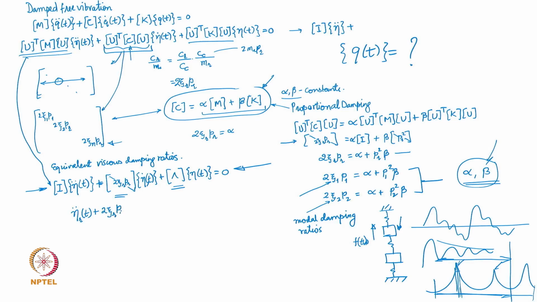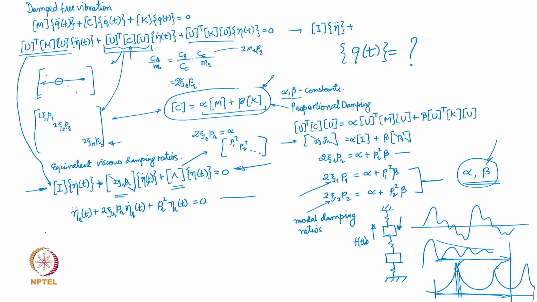Write them as this eta r of t plus p r square eta r of t equal to 0. Make a note that this spectral matrix is a diagonal matrix containing all the squared natural frequencies. These are all eigenvalues. Now we start from here, and you will recall that this is the typical equation that you get for a single degree of freedom system.